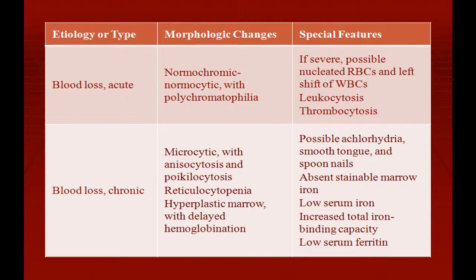So blood loss which is chronic has another manifestation, as in morphological changes and in specific features of this condition. So for chronic blood loss, we see microcytic forms of erythrocytes with anisocytosis and poikilocytosis. We see reticulocytopenia, in bone marrow hypoplastic process with delayed hemoglobination. And the special features of chronic blood loss are possible hypochlorhydria, smooth tongue and spoon nails, absence of stainable marrow iron, low serum iron, increased total iron binding capacity, and low serum ferritin, which show us deficiency of iron.